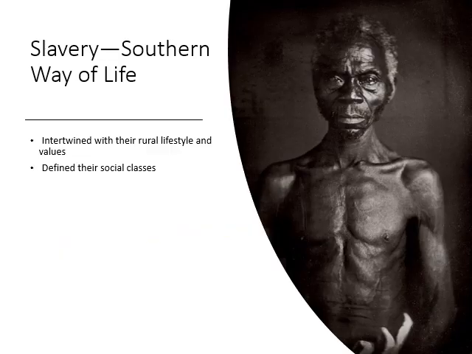Slavery was also the Southern way of life. It was intertwined with the rural lifestyle and the values. It often defined their social classes. You had different classes from slaves, subsistence farmers, to small landowners with slaves, to large plantation owners, powerful people. The people who were the most powerful tended to own the most slaves in Southern society.